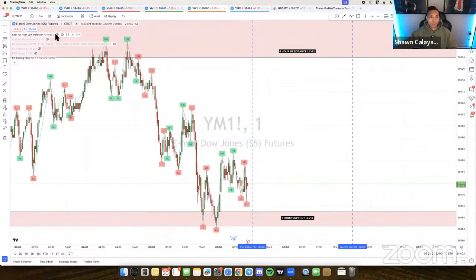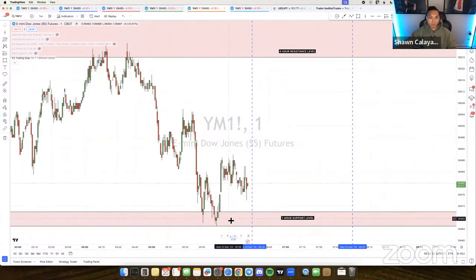Over here on our clean chart, we currently have price bouncing off the 1-hour support level. It's currently in the middle between the 1-hour support and 4-hour resistance. We'll come back when market opens to see if price comes back and retests any of these areas.